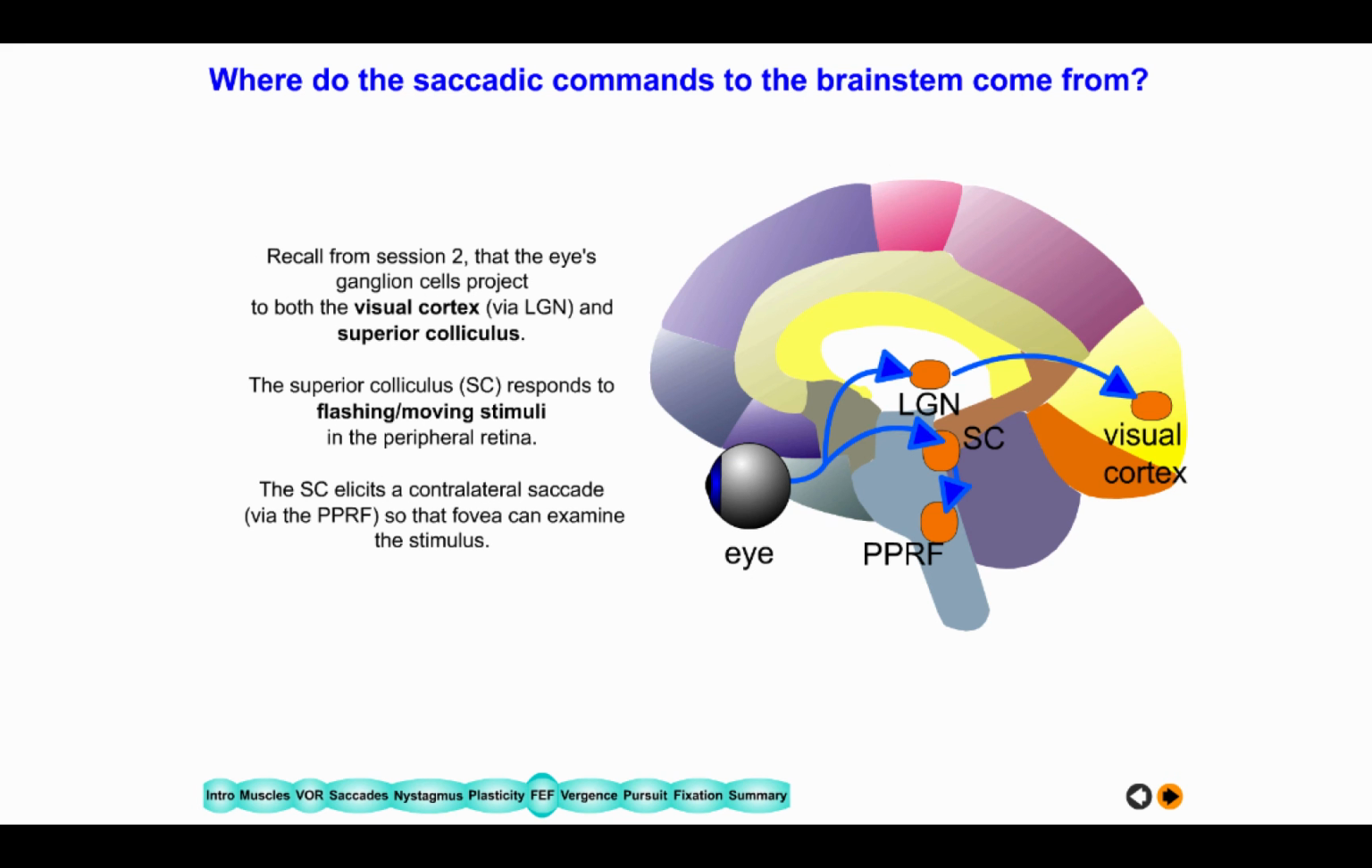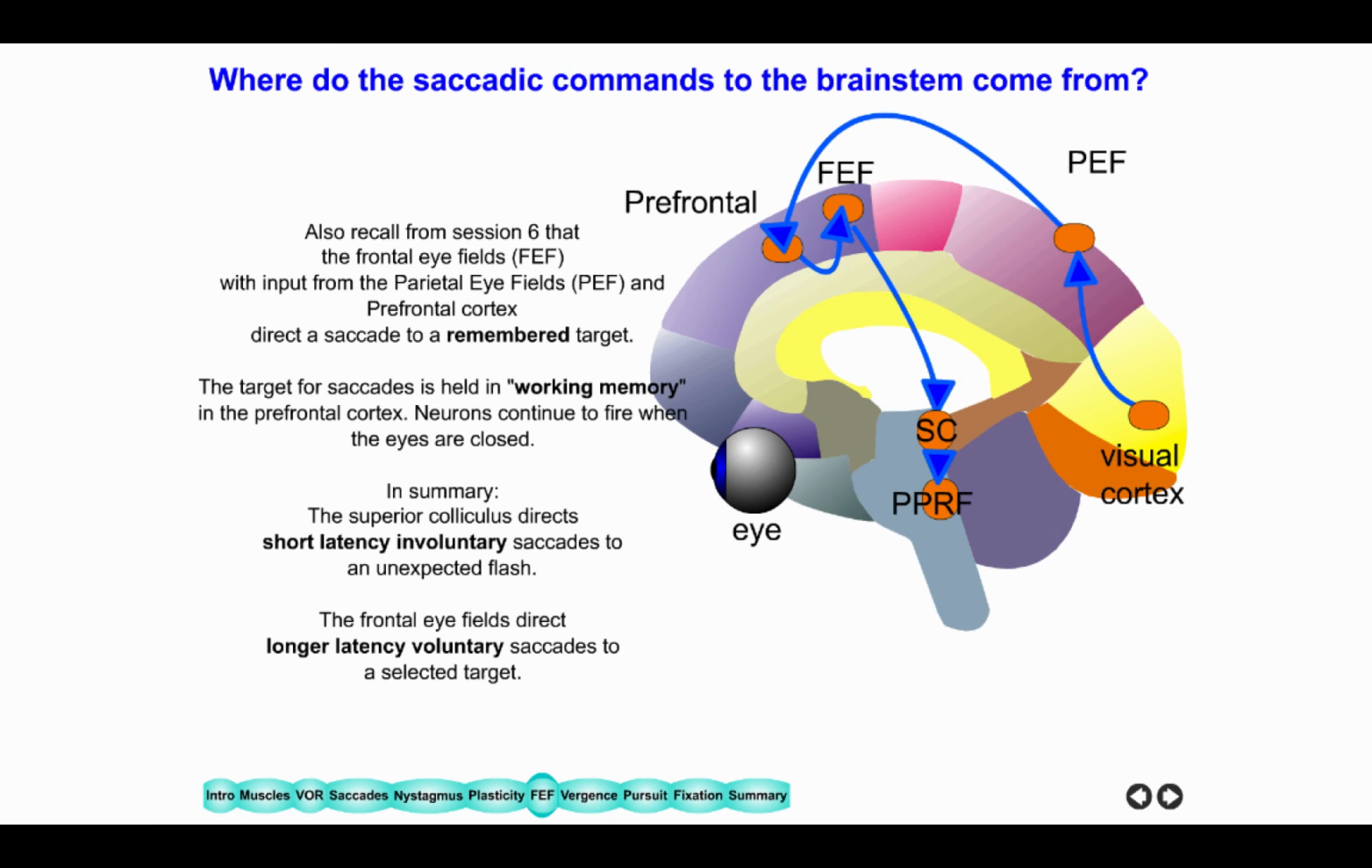Okay, so where do the saccadic commands to the brainstem come from? We've covered that before. We saw that there are two pathways, one through the superior colliculus, the PPRF, and then a longer one to the visual cortex, and from there to the frontal eye fields, which again go to the superior colliculus and again go through the PPRF. So we have two pathways, one short latency pathway through the superior colliculus and a longer latency pathway through the visual cortex and frontal eye fields.